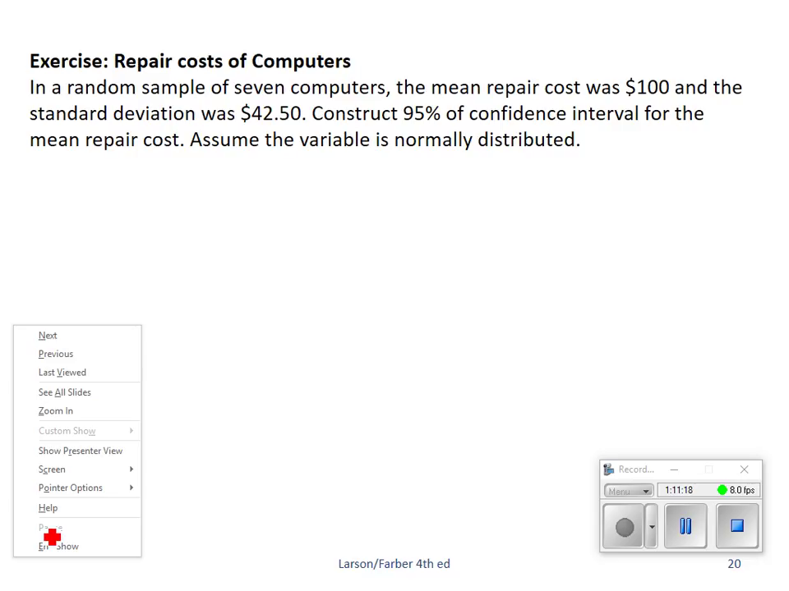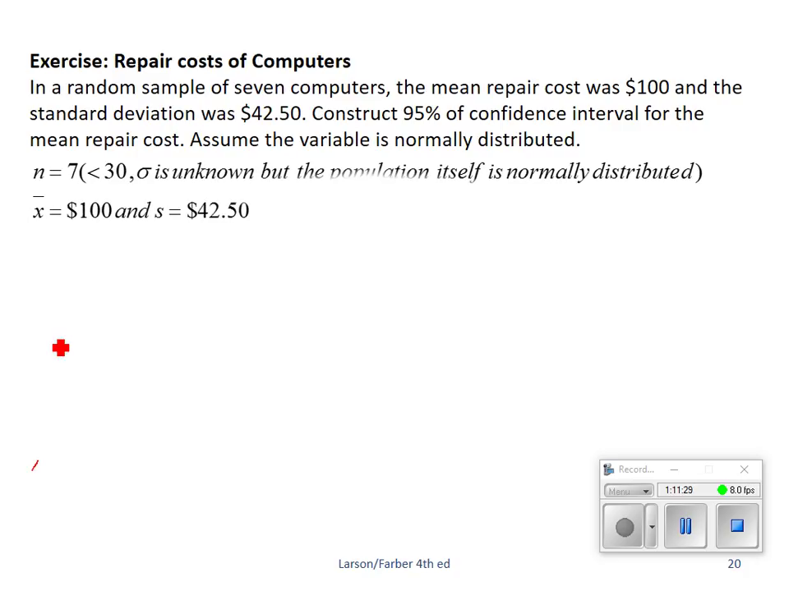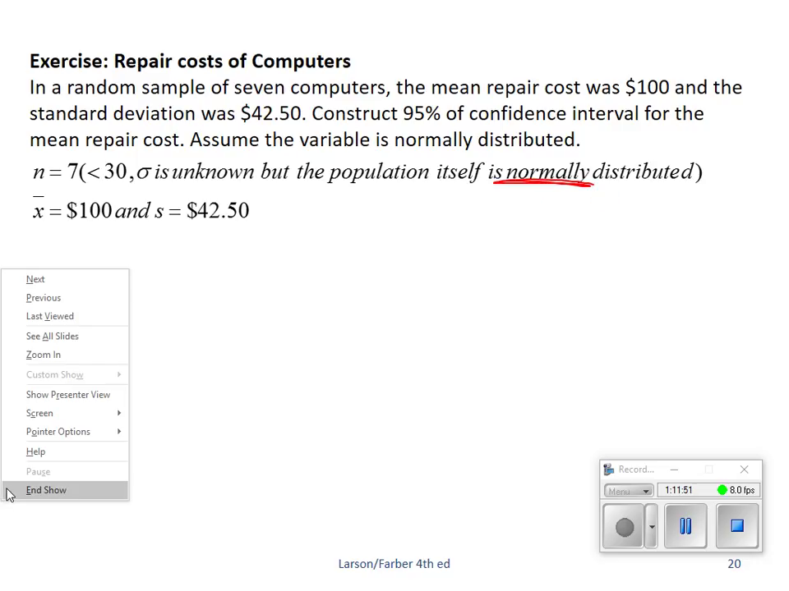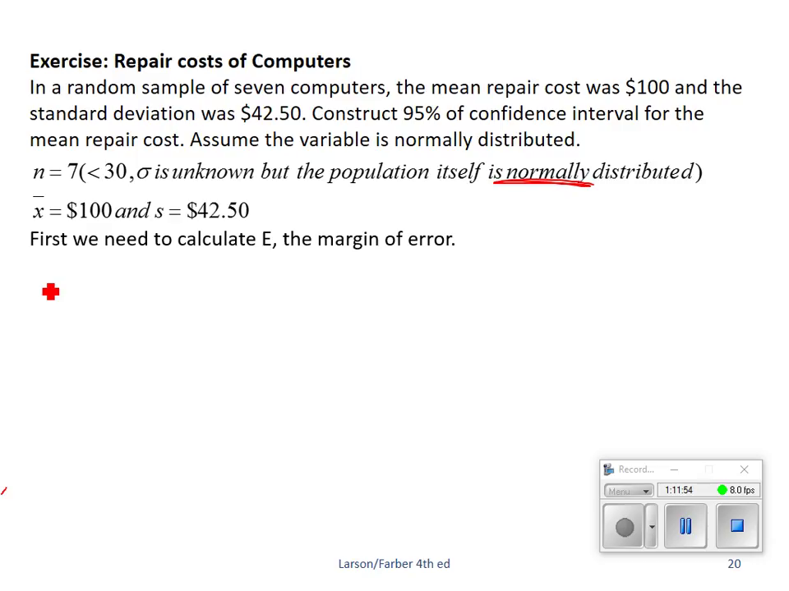In a random sample of 7 computers, the mean repair cost is $100, and the standard deviation is 42, and so on, a confidence interval. Mean repair cost, assumed variables normal. So we're doing this whole problem here. We know all this stuff. N is 7, so we're less than 30. If we're less than 30, we have to use what? Use the T stuff, right? Sigma is unknown, so that tells us we still have to use the T. It's normal, so that means we're all right to use the T. We go through all this. We need the margin of error. I figured it out longhand.